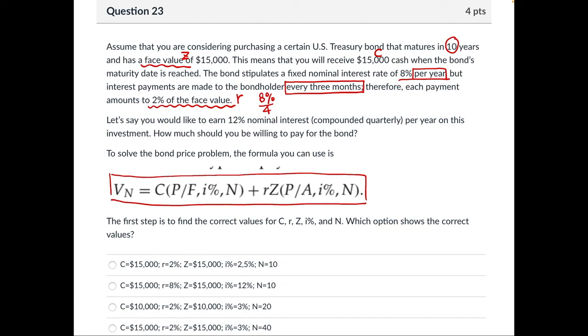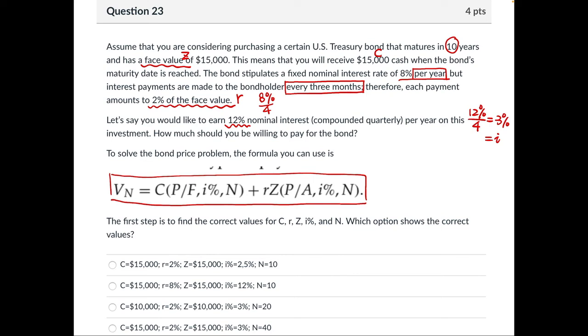Let's say you would like to earn 12% nominal interest rate, which is annual interest rate, okay? So 12% is your MARR per year, but what is your yield rate per quarter? It's gonna be 12% divided by 4, which is the 3%. Okay, so that is your I.